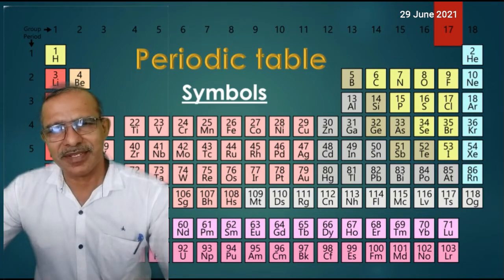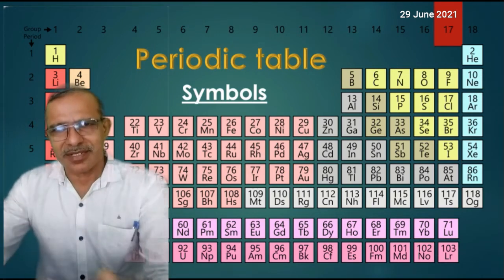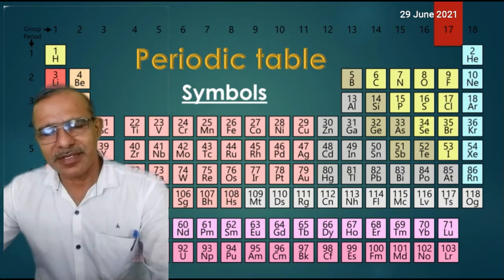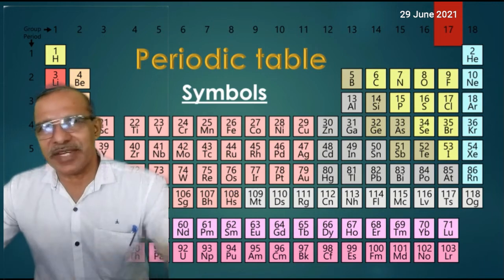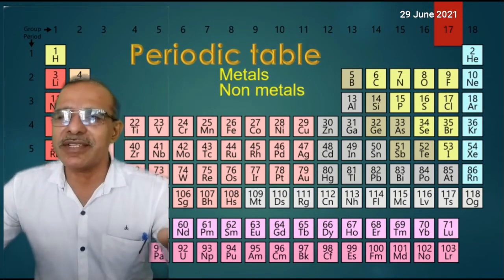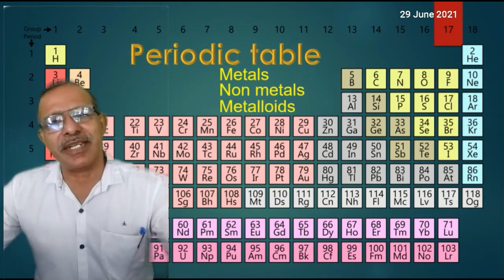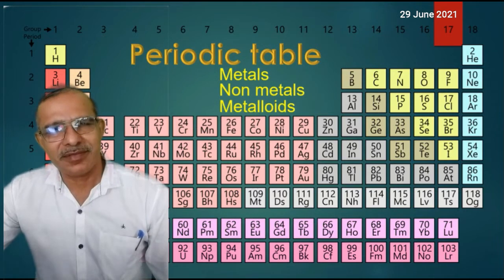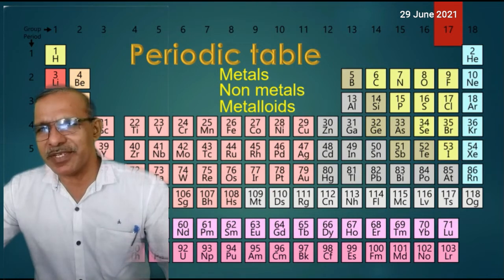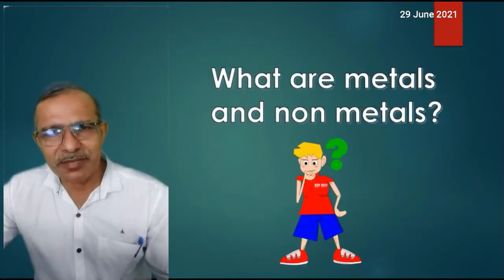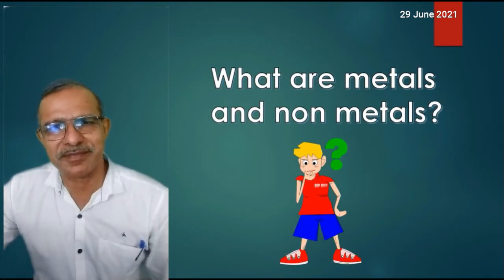Right? Now these elements which are in front of you are classified or divided into metals, non-metals and metalloids. You must be thinking now, or must have got the clue, which chapter we are going to study. Right? What are metals, non-metals and metalloids?